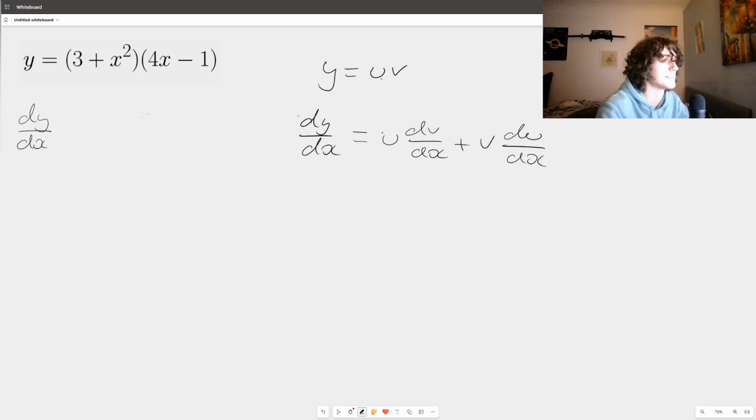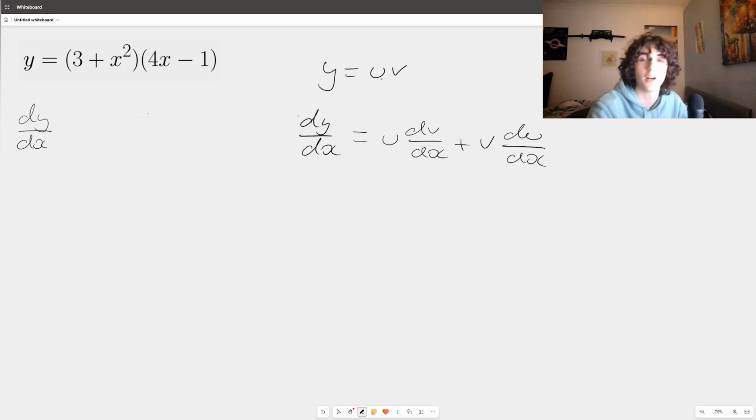Now this basically means it is the u term multiplied by the differential of the v term, plus the v term multiplied by the differential of the u term, all of which is with respect to x. And this will find your derivative for your whole function. And so we're going to apply that in this case.